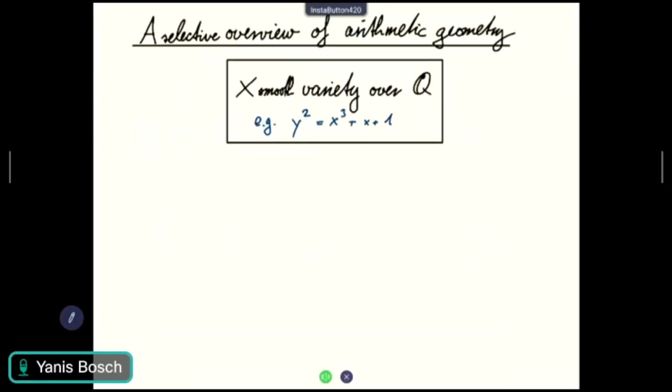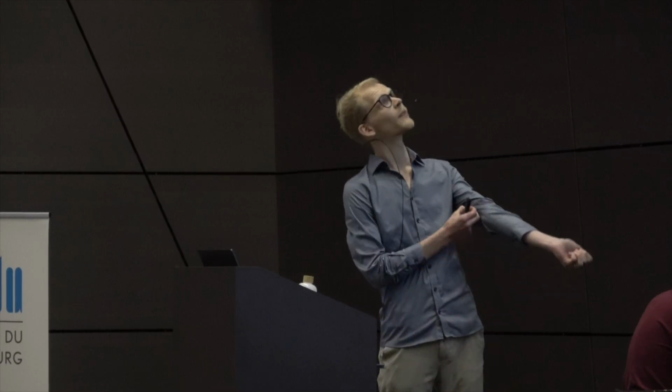By way of motivation, let's start with what one could call a selective overview of arithmetic geometry. Let's start with a smooth variety over the rational numbers, maybe an elliptic curve like this one. If we have such a variety, we can pass to the complex numbers. Or in fact, let's start with considering the topological space associated to the C points of this variety with the Archimedean topology. So for example, if I started with this elliptic curve, then I would maybe get a donut.